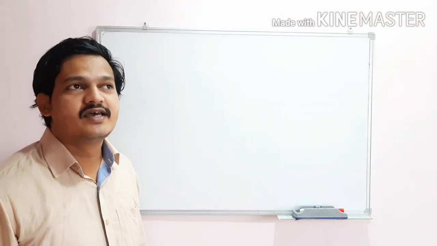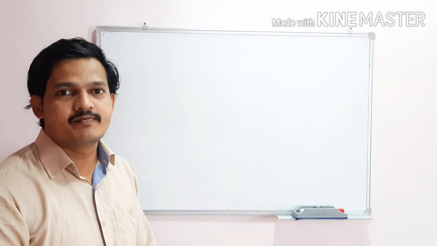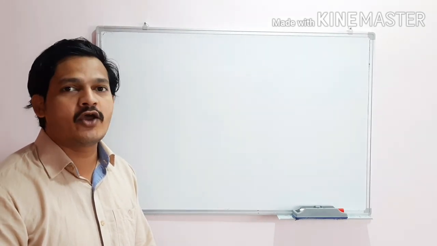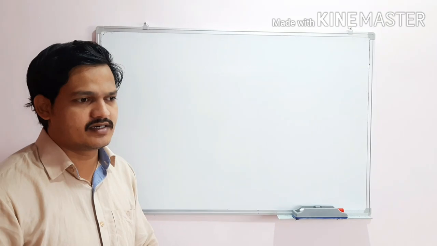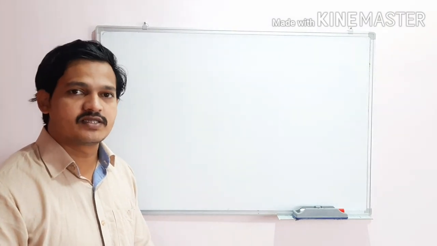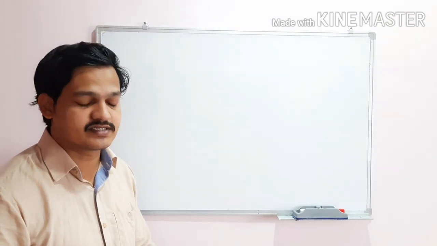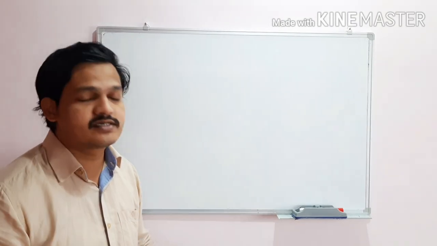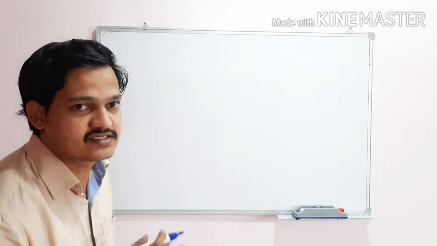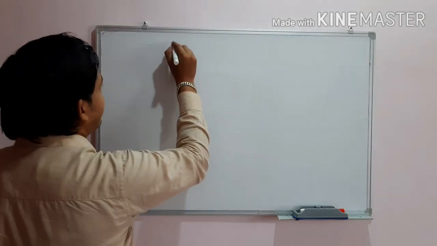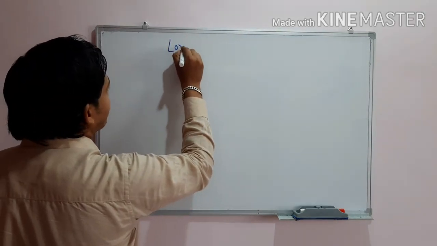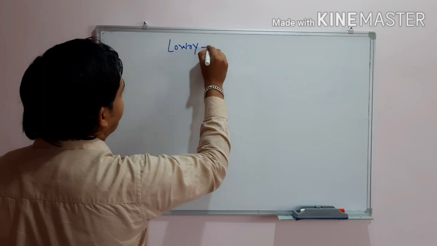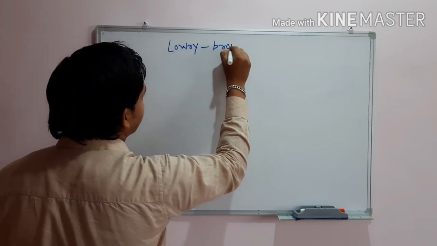Hello students, in the last video lecture we studied the introduction to ionic equilibrium and discussed the Arrhenius theory for acids and bases. Now let us move to the next theory regarding the concept of acids and bases. Theory number 2, that is the Lowry-Bronsted concept.